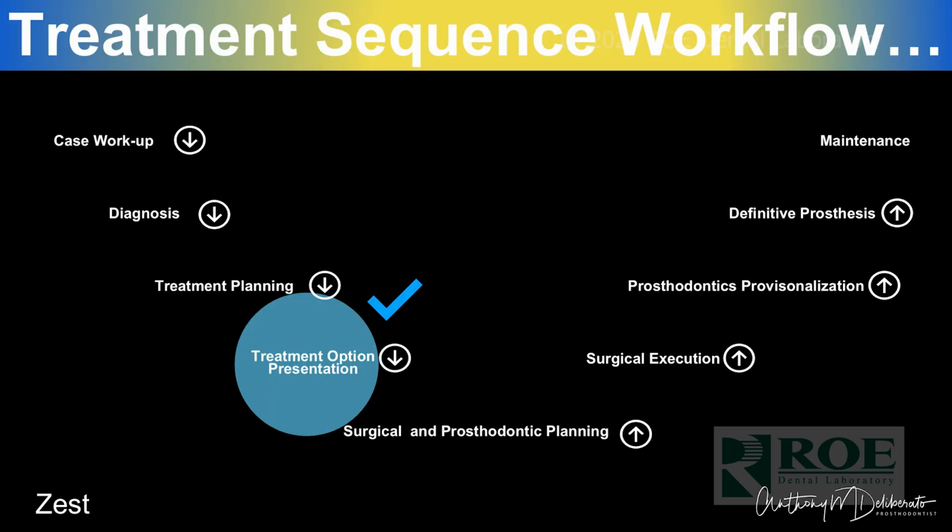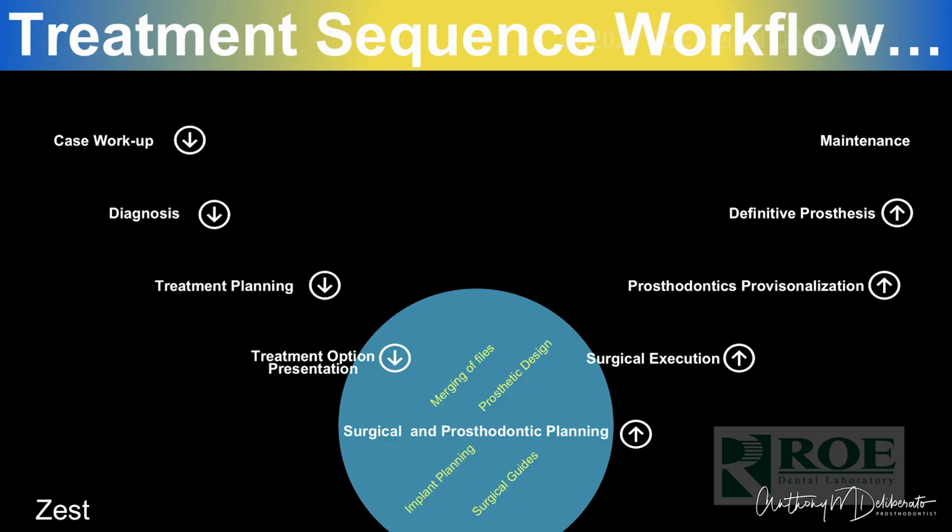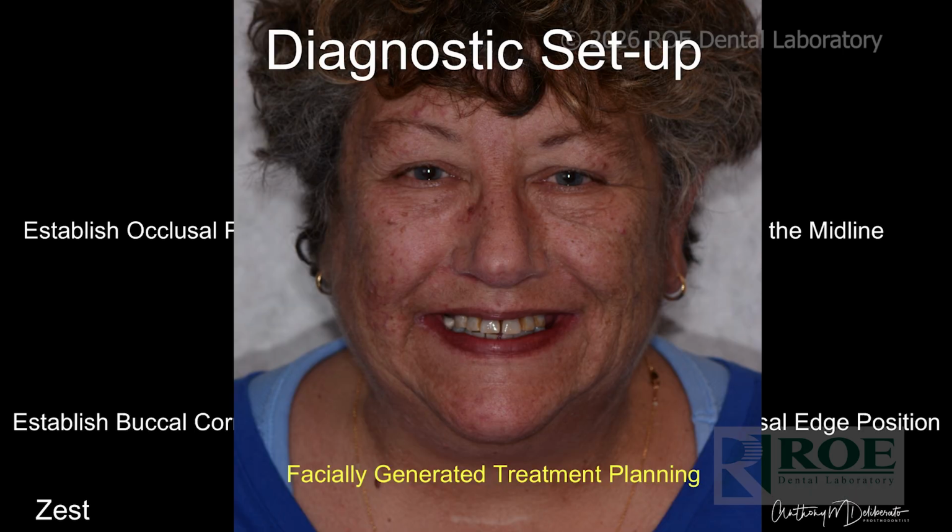All right, so now we have our CBCT. We want to send it to the laboratory for surgical planning. The lab's going to merge the files and give me a prosthetic design. I usually like my team to give me the design before they plan the implants, because I don't want them to plan the implants and then I tell them I want to change the position of the teeth, and now we have to go back and plan the implants.